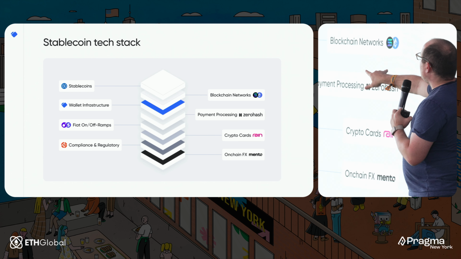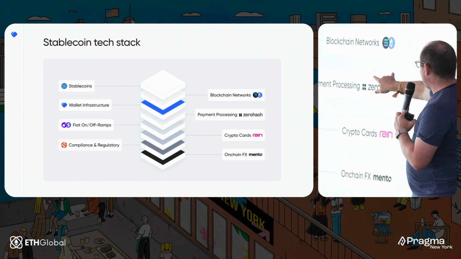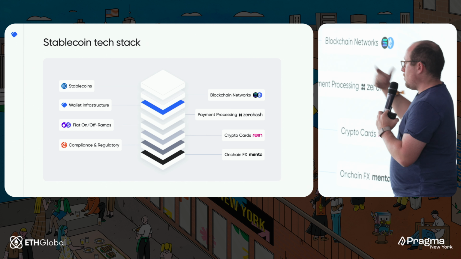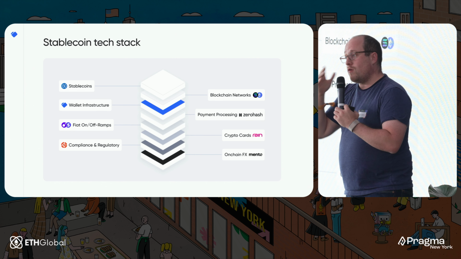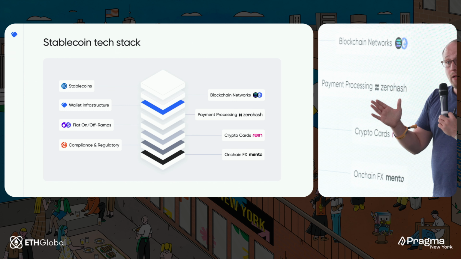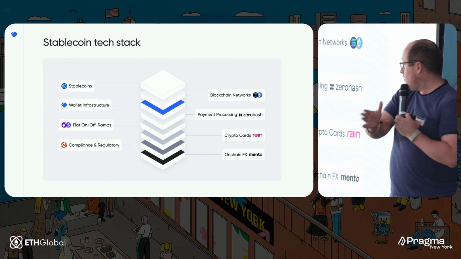You need a combination of fiat on and off-ramps and payment processing, which are pretty much the same thing. Essentially, you need a combination of a Zero Hash or a Stripe on-ramp or a MoonPay or any one of those, MoonPay, Iron, in order to move money in a compliant way from fiat to stable and from stable to fiat.